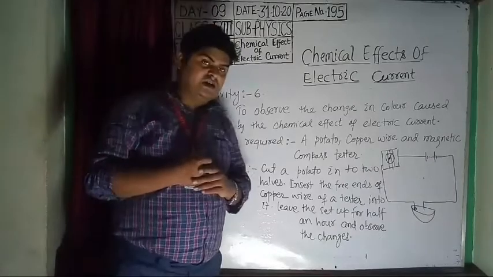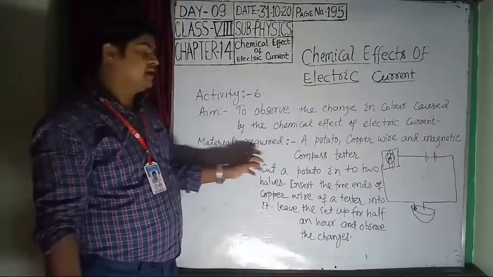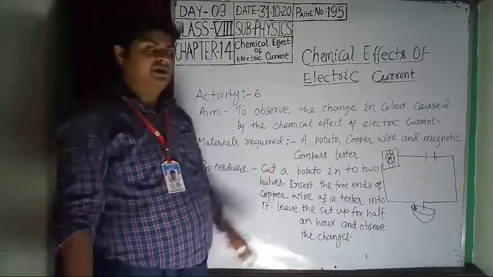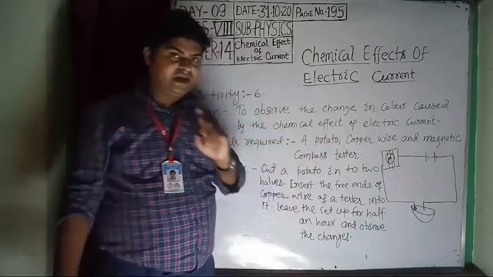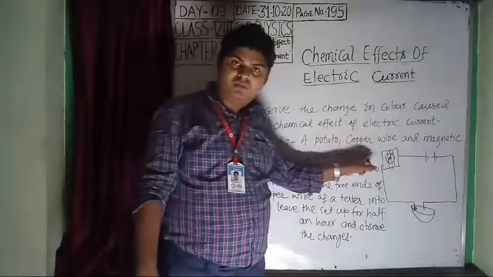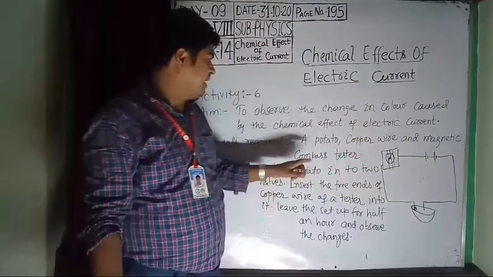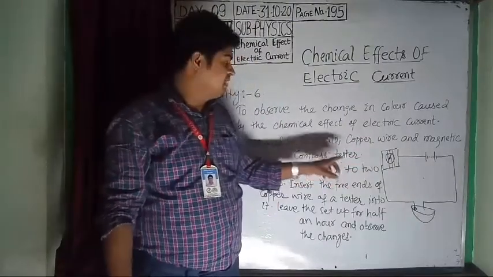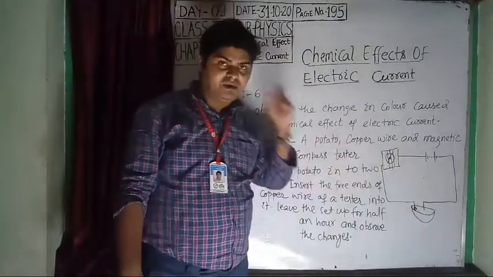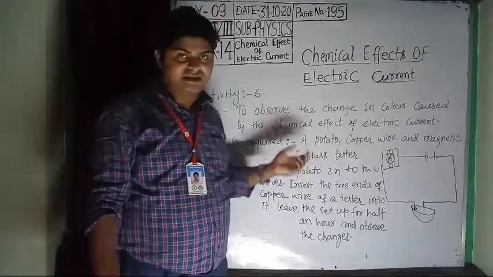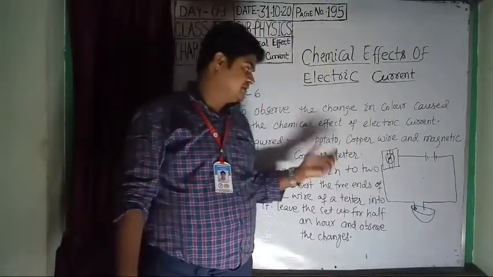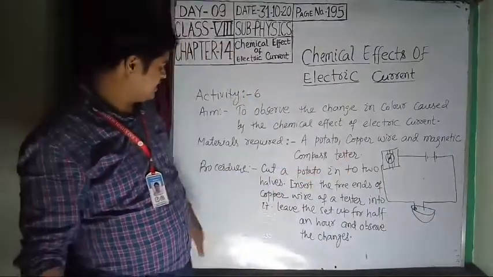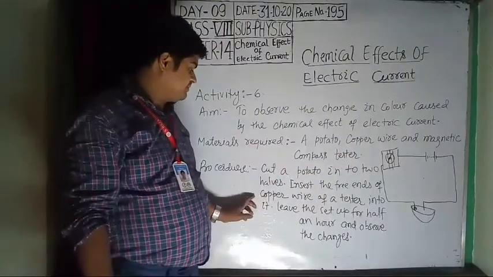That means you have to show that when electricity passes through an electrolyte, the color of the electrolyte changes. How will you show that? So let us see the material required. You will take a potato, copper wire and a magnetic compass tester. I have already discussed how to make a magnetic compass tester. Okay, now see the procedure.